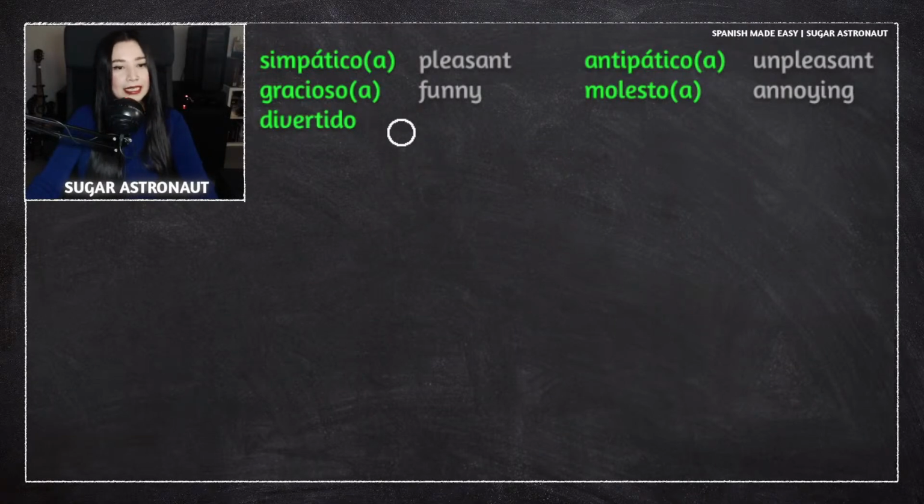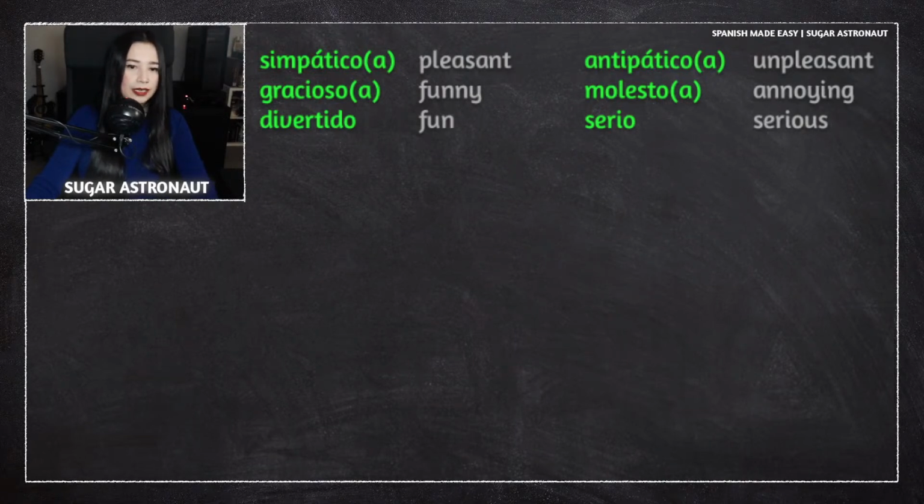Divertido, divertido means fun. The opposite is serio, serious, so fun, serious. This is again, if you're describing a person, eres divertido, you're fun. Eres serio, you're serious. You don't talk much, or you're always like not smiling or whatever. So divertido, serio. That's when describing someone.